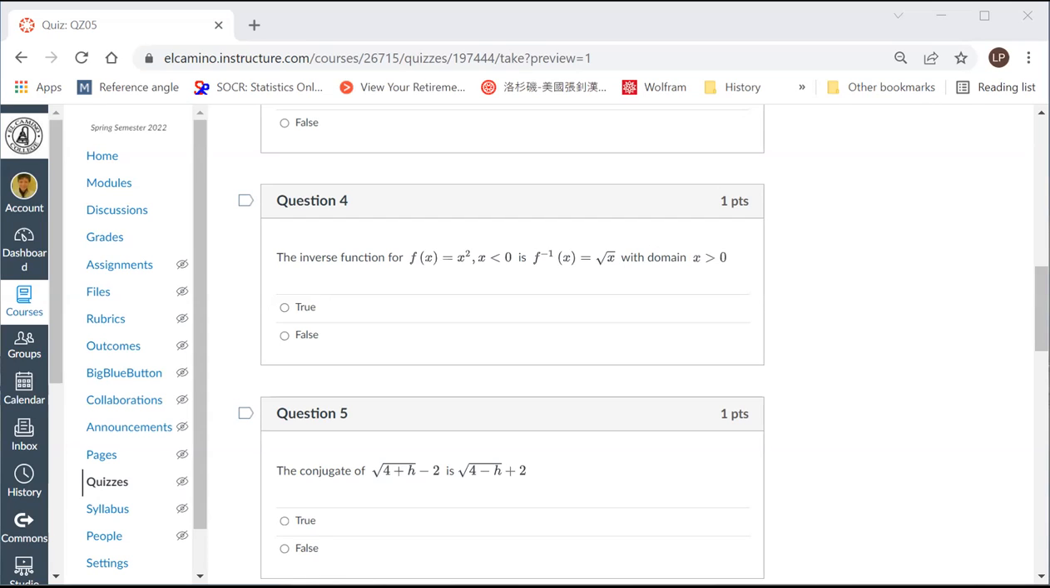for f of x equals x squared, where x is less than 0, is f inverse of x equals the square root of x, with domain x positive. All right, okay, so let's go back.